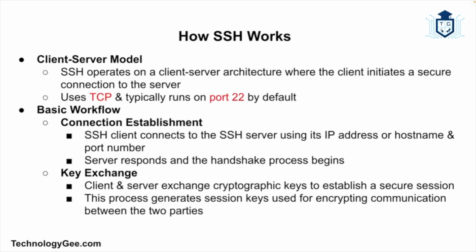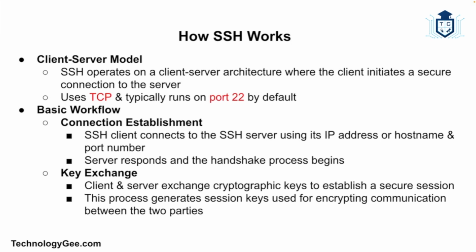All right, so exactly how does SSH work? SSH operates on a client-server model where the client initiates a connection to the server, and the protocol uses TCP and typically operates on port 22. Here is the basic workflow. First, there is the connection establishment. The SSH client initiates a connection to the SSH server using the server's IP address or host name and port number. Once again, the default port is port 22.